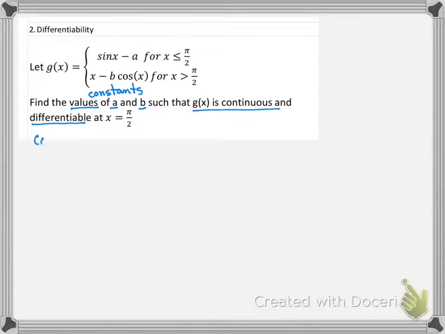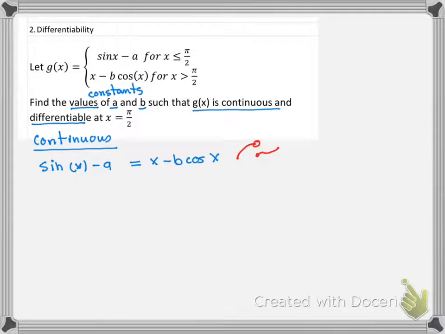So for us to be continuous, the left side of the equation, sine of x minus a, must equal x minus b cosine of x. If that weren't the case, we could have something with a jump discontinuity. We need to force these 2 points toward each other, and the only way we can do that is if the y's match.